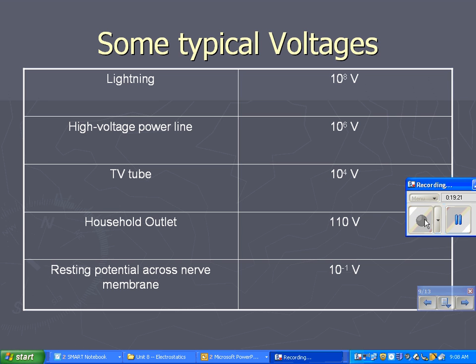Notice that your body creates voltage. Our body works on electrical functions. Nerves, every signal sent by nerves is done electrically. We use chemicals to do that, but you create a little potential difference across your nerve membranes. Okay, so think about that.